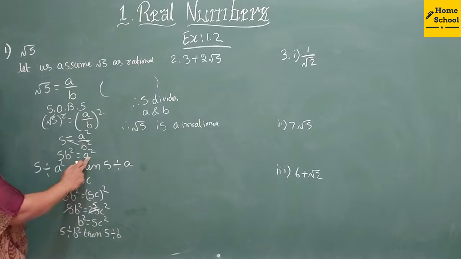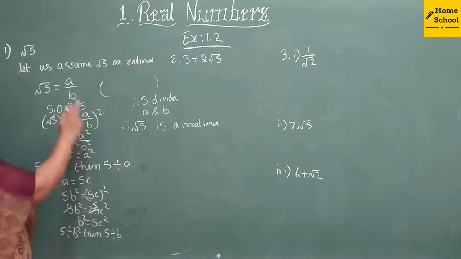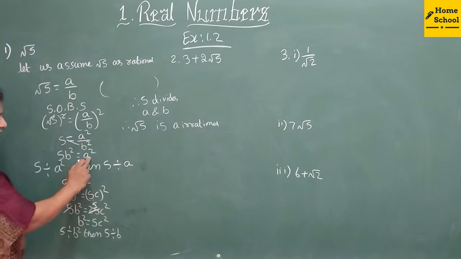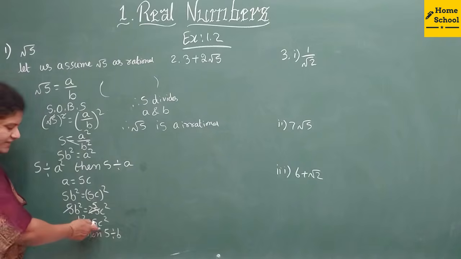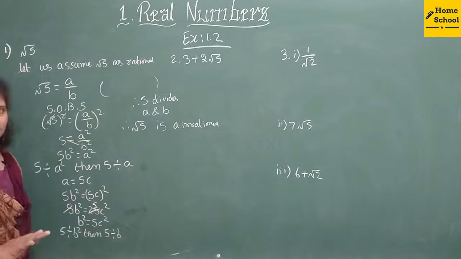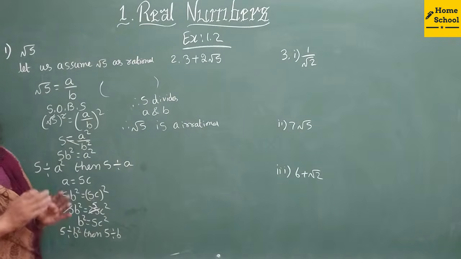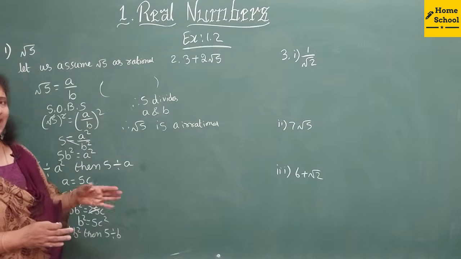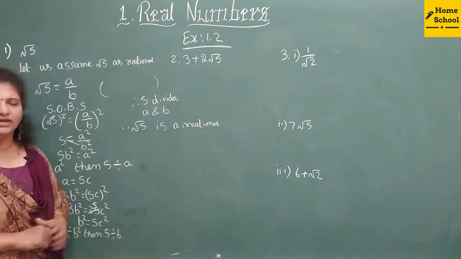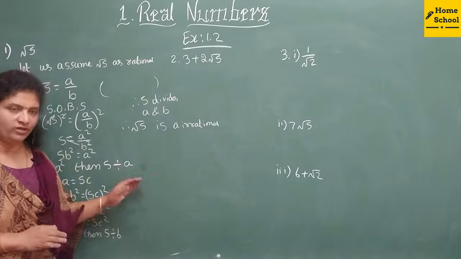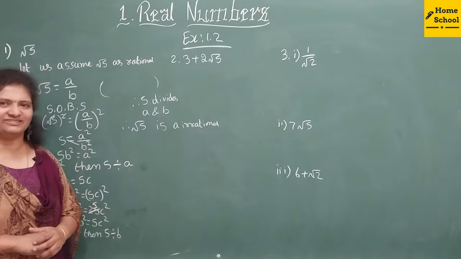In place of a, take 5c. A is equal to 5c. Substitute 5c here. 5b square equal to 5c whole square. 5b square equal to 25c square. Cancel, b square equal to 5c square. Now 5 divides b square, then 5 also divides b. Therefore, finally, 5 is dividing a and also b. No other common factor should be there for a and b, but we have 5 here. Therefore, finally, my assumption is wrong. Root 5 is irrational. Right?